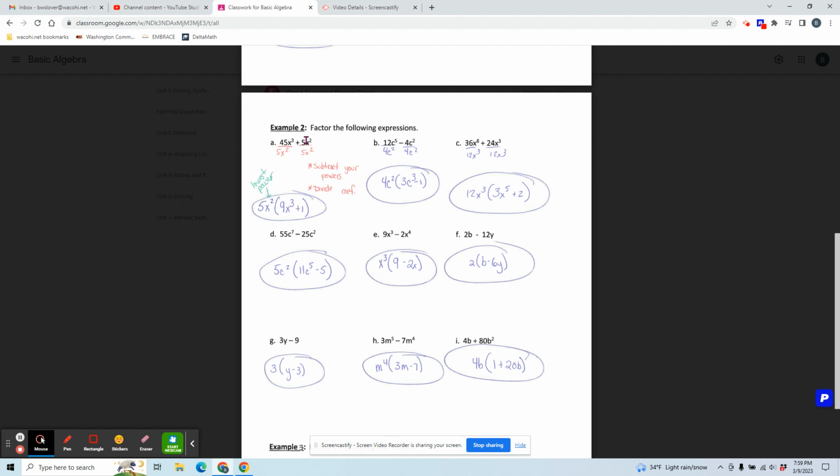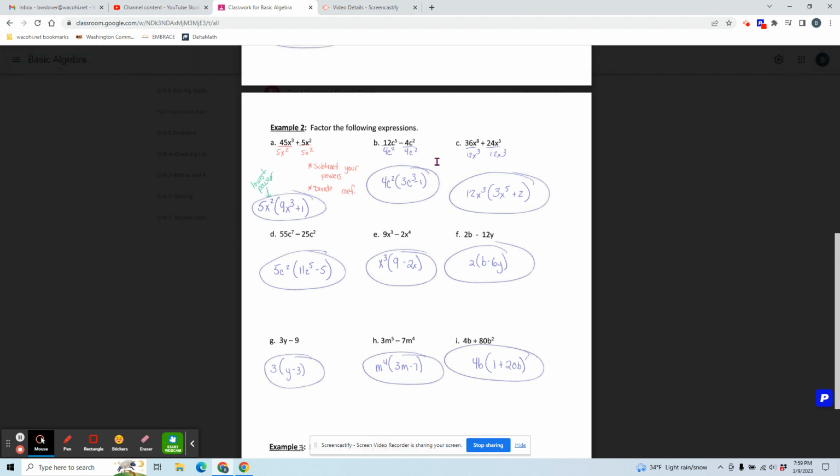And then over here, I do 5x squared divided by 5x squared. Well, 5 divided by 5 is 1. My powers are 2 minus 2, so if I subtract them, I get 0. And you did learn that anything to the 0 power is 1. That's why I still have a 1 in my answer. So my answer, here's what I factored out, 5x squared, and here's what's left over, 9x plus 1. Remember, that should be 9x. Mr. Slover made a goof.